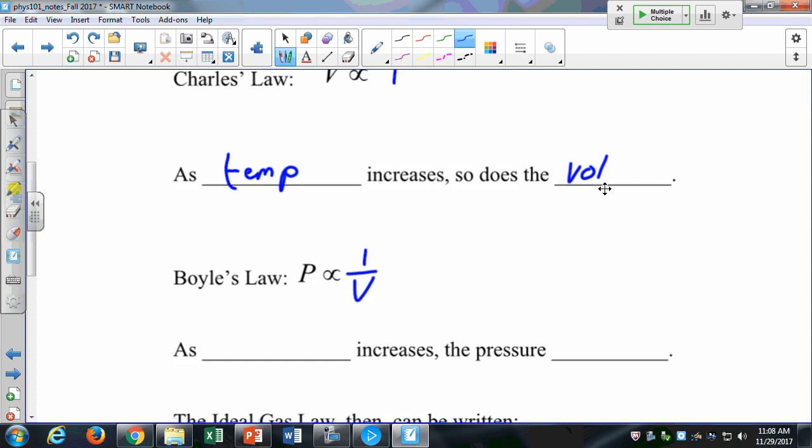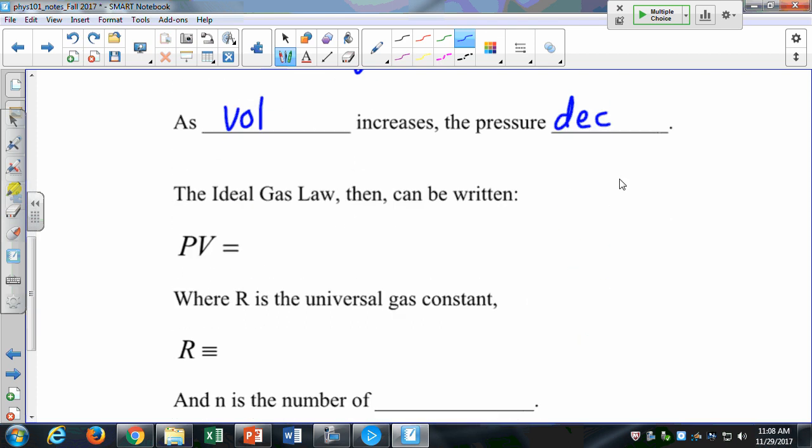If I make V bigger, the pressure inside my lungs decreases, right? Your lungs aren't muscles. They're just bags inside your chest. Then that high pressure air goes into your lungs because it's a lower pressure inside. So as the volume increases, the pressure decreases. And so we write our ideal gas law, PV equals nRT, where R is this universal gas constant, 8.314. That's in joules per mole Kelvin.